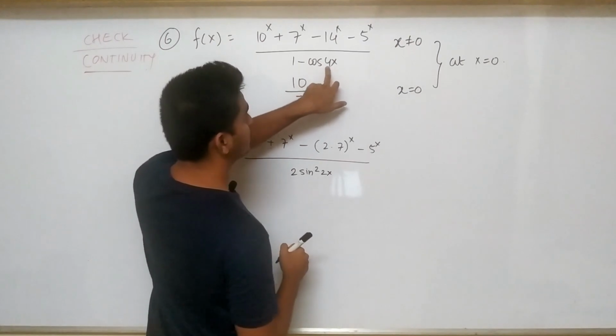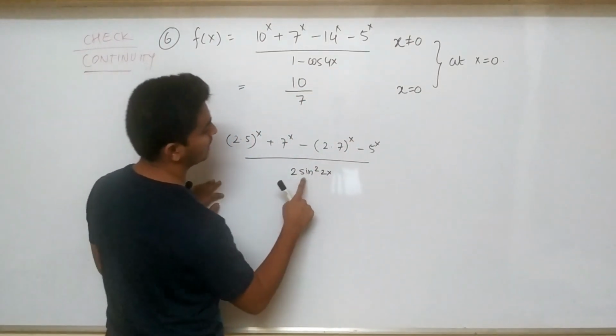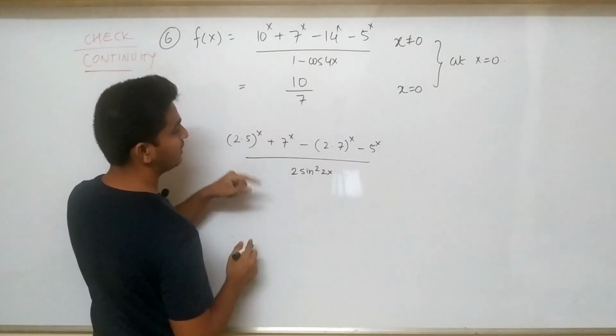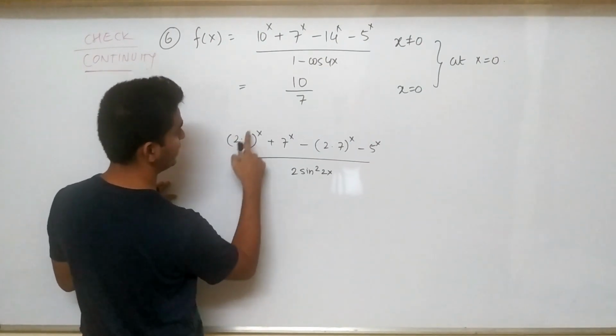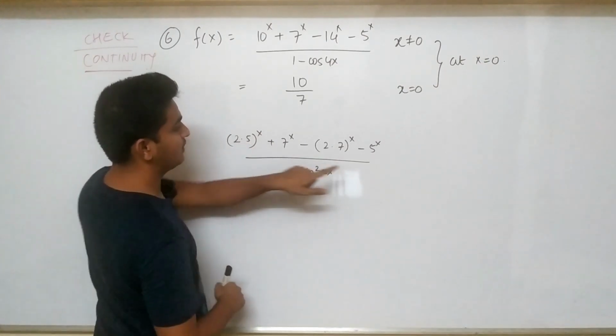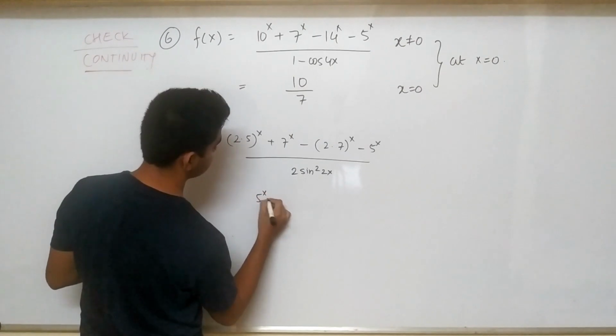Basically you know that cos of 4x will be 1 minus 2 sine square 2x. So if we substitute that, you get this value. Now we'll again try to simplify these two and take out the common terms. So we can write this as 2 raised to x into 5 raised to x. What we can have over here is 5 raised to x common. So we can write 5 raised to x.